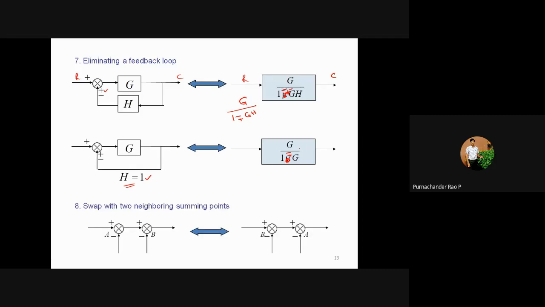Now here the swapping of two neighboring summing points, there is no change. So easily you can directly change it because you are going to get the same values. Okay. So directly you can change it.